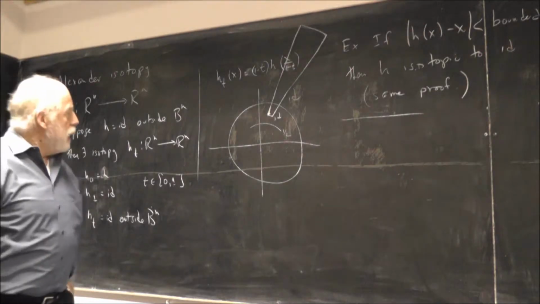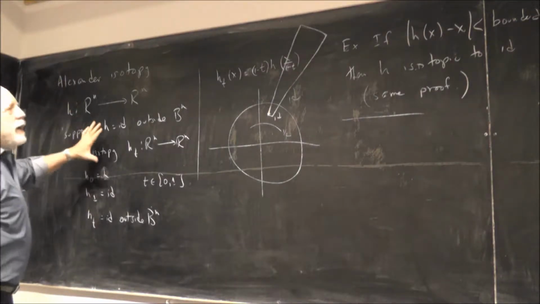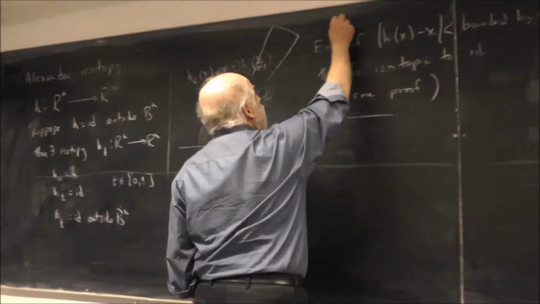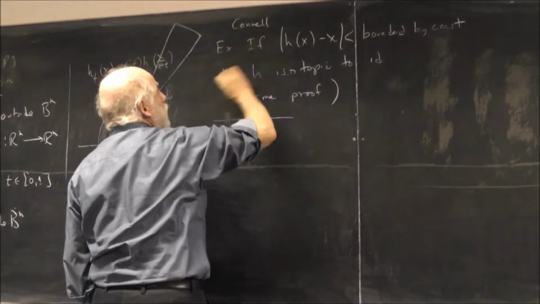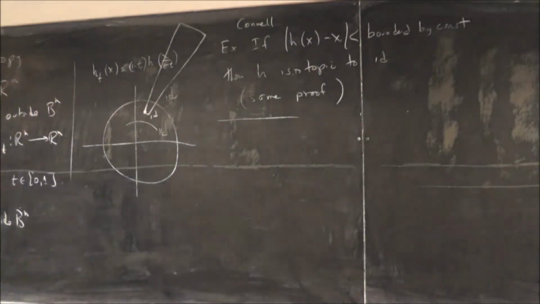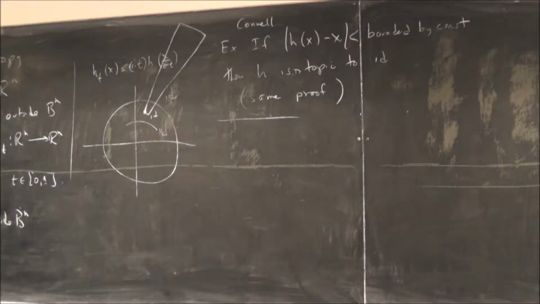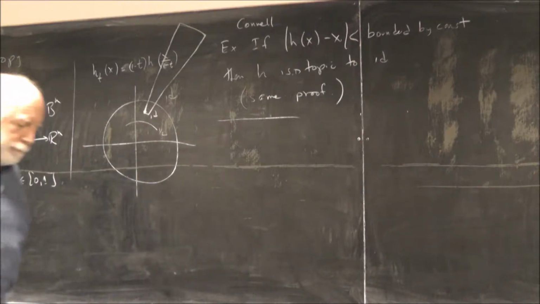So that was known. This is known to Alexander. This was probably observed by Ed Connell. I'm not sure anybody observed that this version was true in the 60s. And otherwise, well, what else was known?